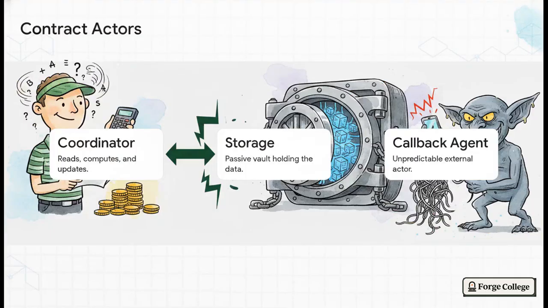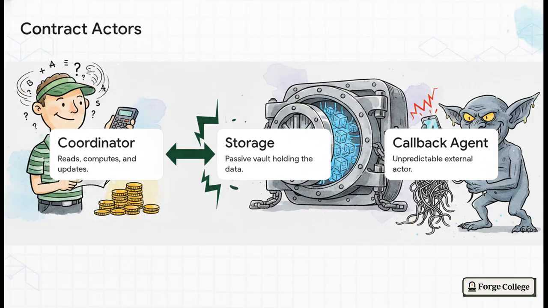So, let's meet our cast of characters. We've got the coordinator, right? Think of them as our naive bank teller. Then there's the storage, which is our passive vault, just holding the data. And finally, the callback agent, basically an unpredictable, chaotic little gremlin.